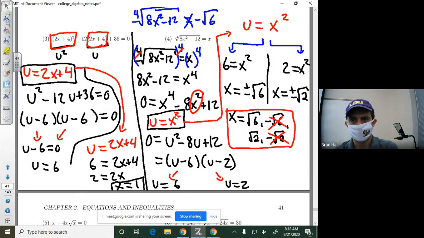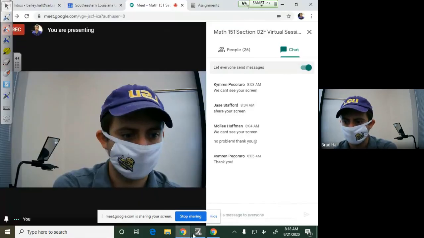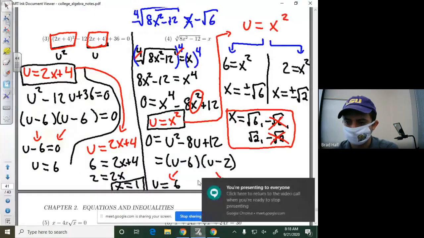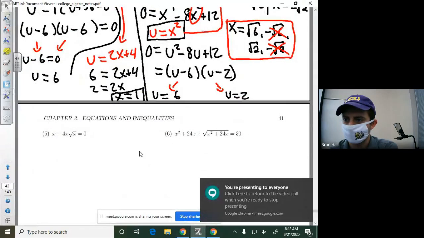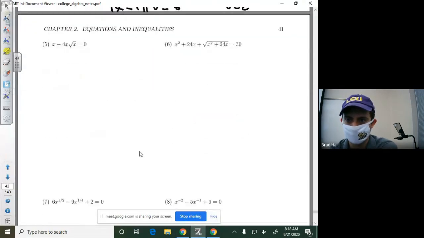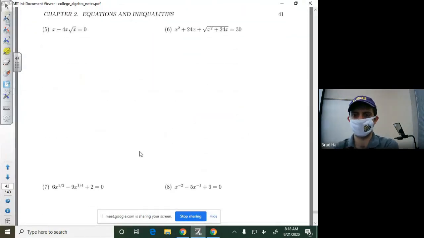Does anyone have anything to ask? If not, let's go ahead and move down to problem 5.